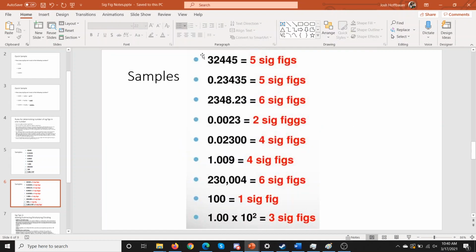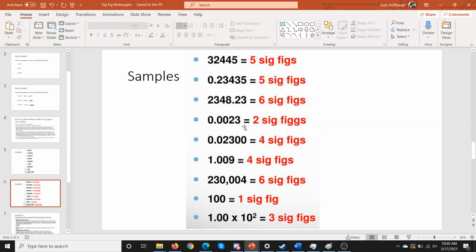Yes, you can. So, first number here, all non-zero digits left of the 0, they are all significant. Here, the 0 is before the first significant digit, so it doesn't count. We also still have 5. Here we have all non-zeros, so 6. Fourth one, the 0.0023. All these zeros are to the left of the first significant figure, so they don't count. We only have 2.